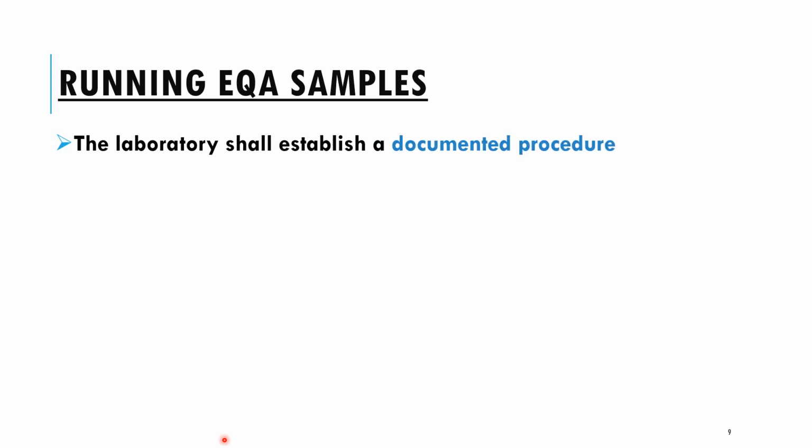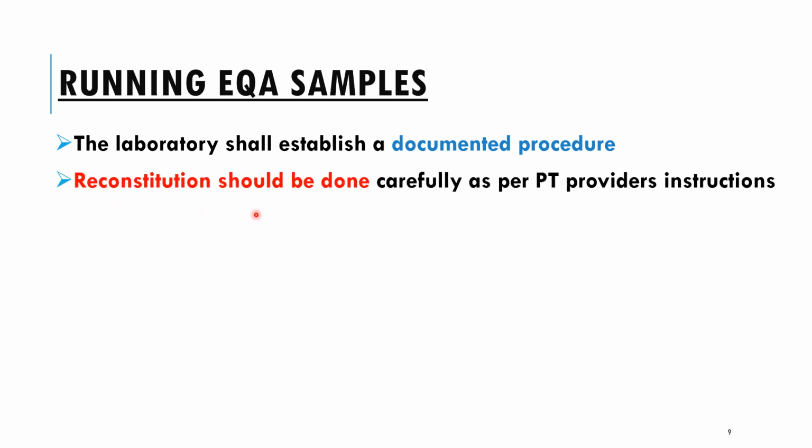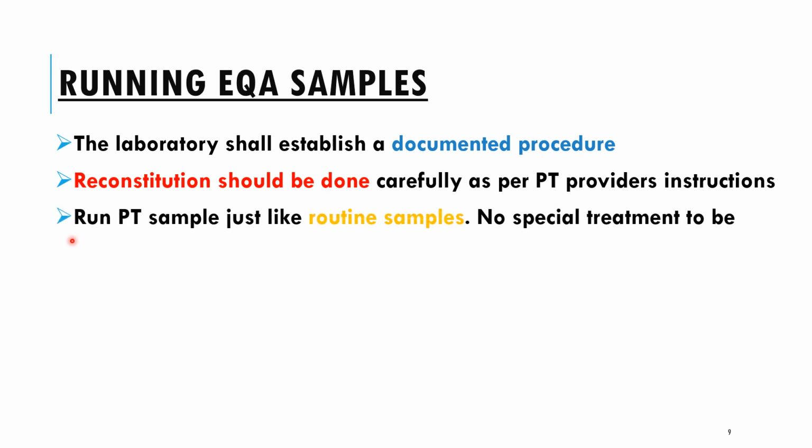What are the points we should keep in mind when we run an EQAS sample? First of all, the laboratory shall have a documented procedure for running the EQAS sample. Second important point we should keep in mind is reconstitution should be done carefully as per the PT provider's instructions, because it will help us in avoiding the reconstitution errors. Third important point is we should run these EQA samples or the PT samples just like routine samples. No special treatment to be given to these samples. Then only the correct analysis of our results can be done.